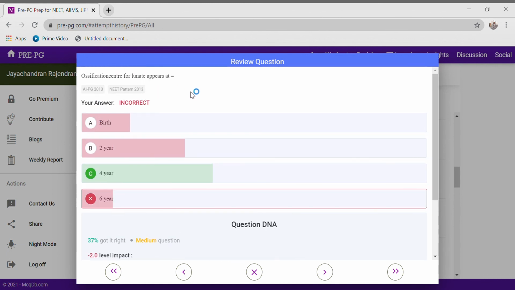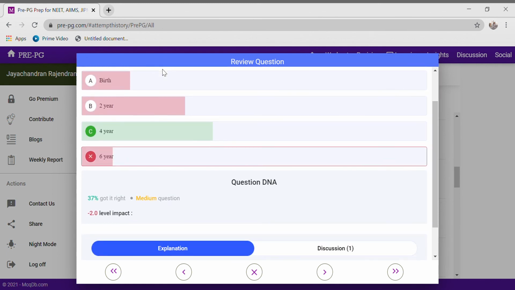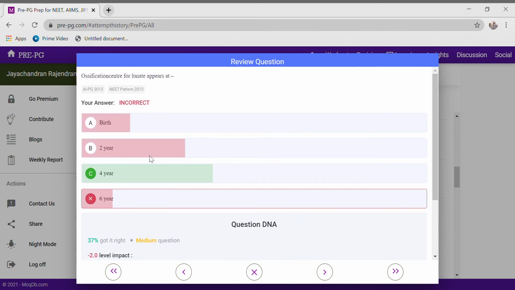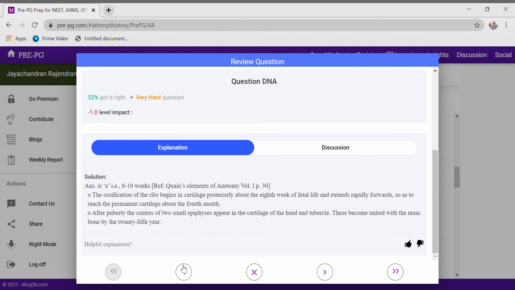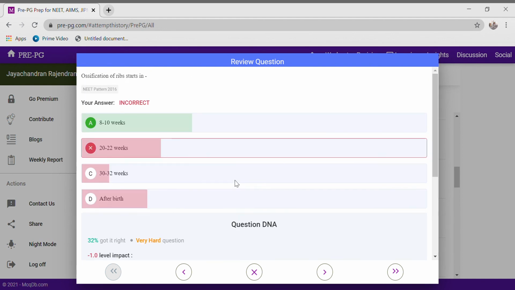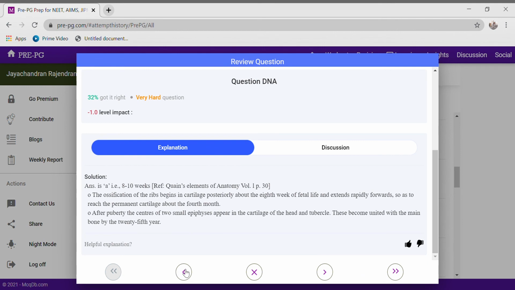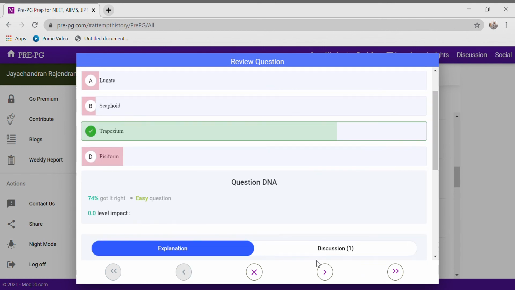Ossification center for the lunate: it appears in the fourth year. Like the 4 centers in the humerus, the lunate appears in the fourth year. For ribs, it is 8 to 10 weeks. So 4 and then 8. Ossification of ribs begins in cartilage posteriorly about the 8th week of fetal life and extends rapidly forwards. So it starts in the 8th week itself.